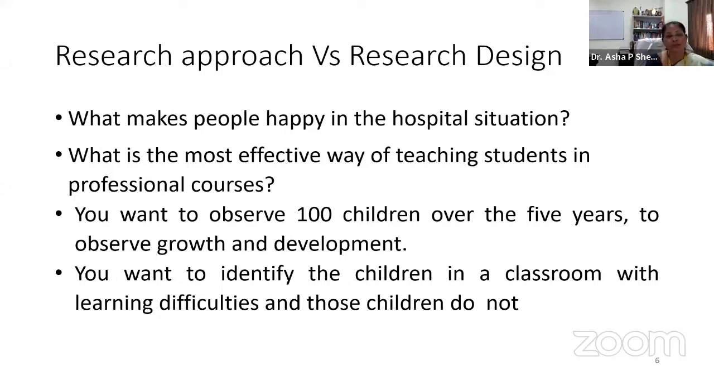Or suppose we want to observe 100 children over 5 years to observe their growth and development. How do we go ahead, with what type of research approach and what type of research design? Or it could be in the same class, there may be some children who have learning difficulties, and some without any learning difficulties. How do we conduct a study among these children? This is where we need to identify the appropriate research design that we need to select.